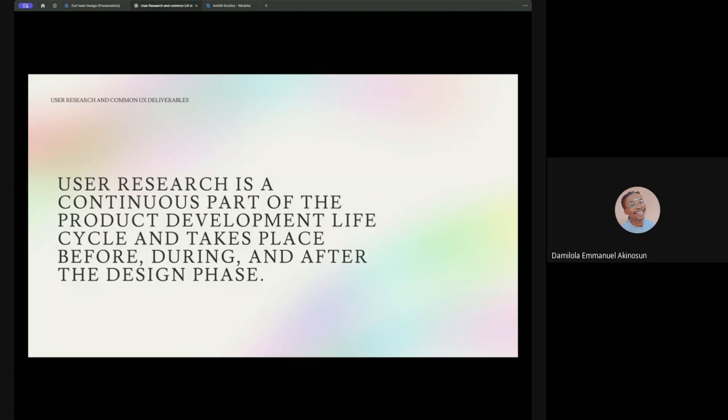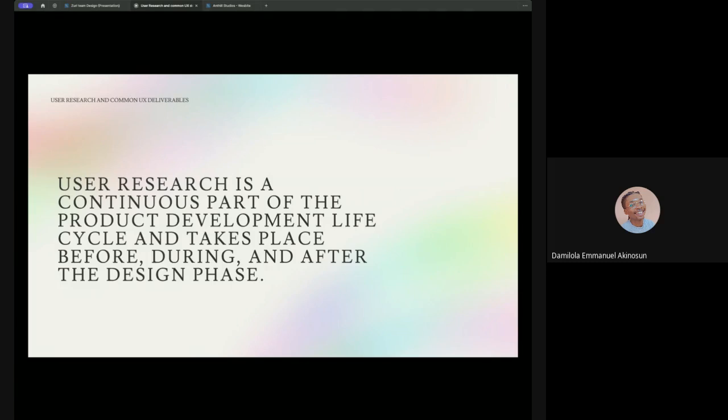Number two, we want to make sure that the business needs are met. That is also very, very important. So basically, user research or UX research, you know what, for the sake of the rest of this session, I'm going to be using user research and UX research interchangeably, right?